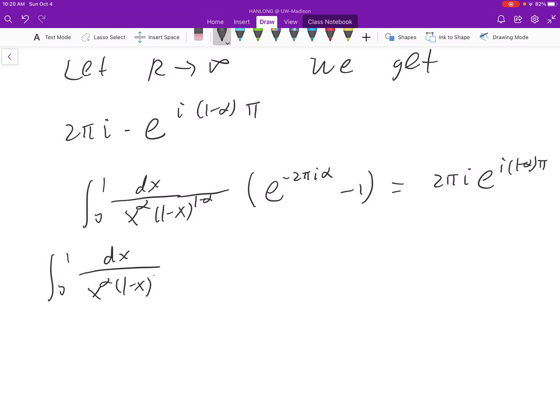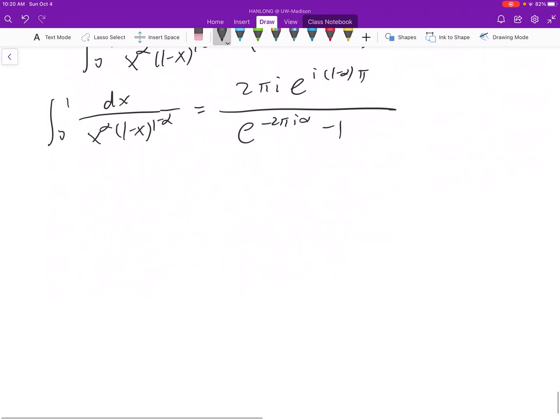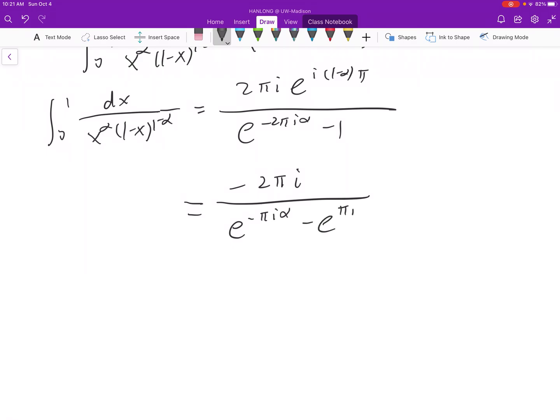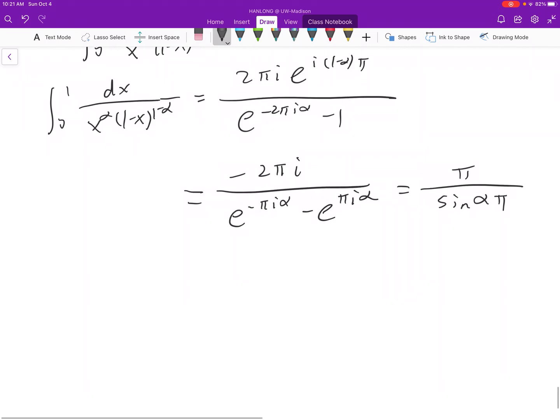So the real integral equals 2 pi I times exponential I 1 minus alpha pi over exponential negative 2 pi I alpha minus 1. We simplify it, we get this is negative 2 pi I over exponential negative pi I alpha minus exponential pi I alpha. And it's pi over sine alpha pi. Okay, we are done. The formula is pretty beautiful.